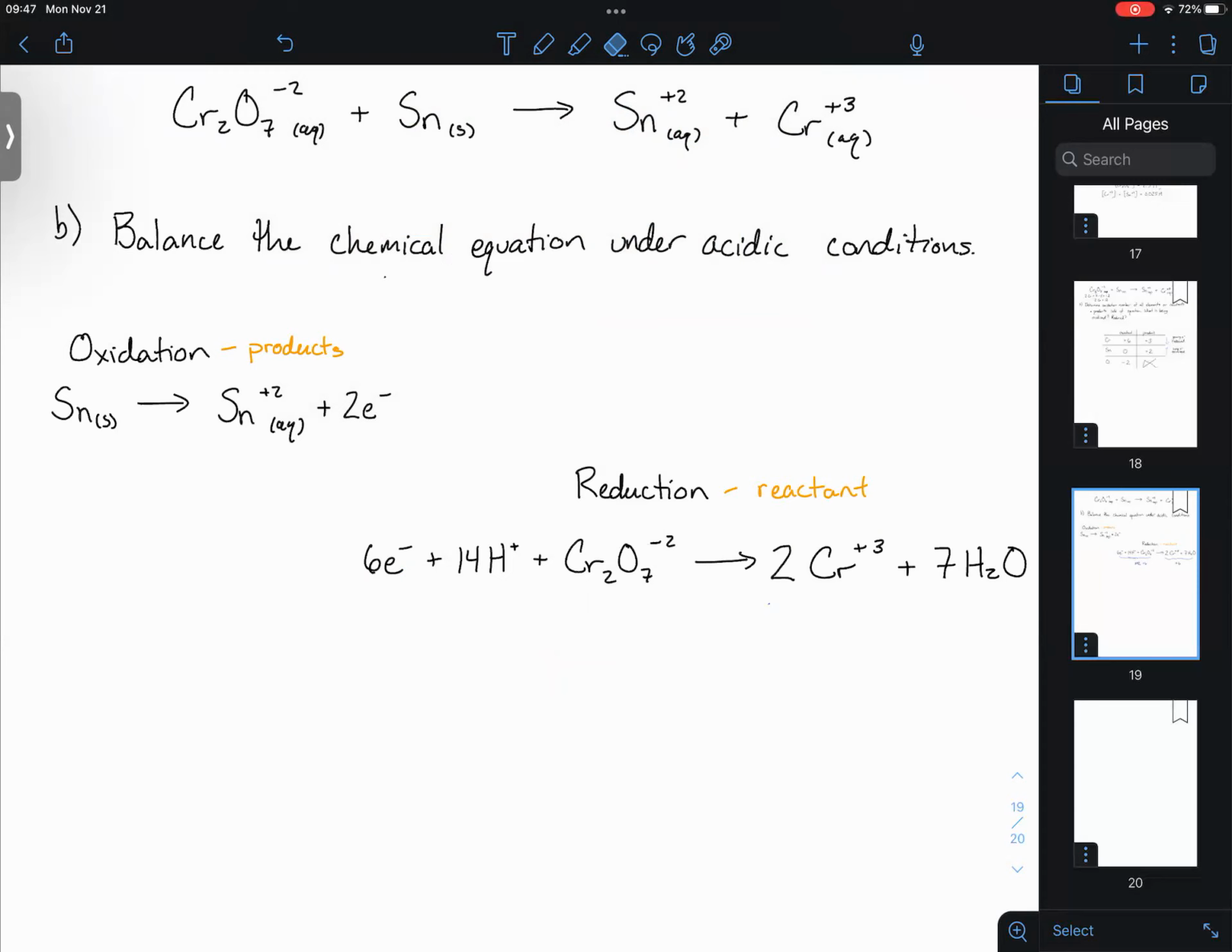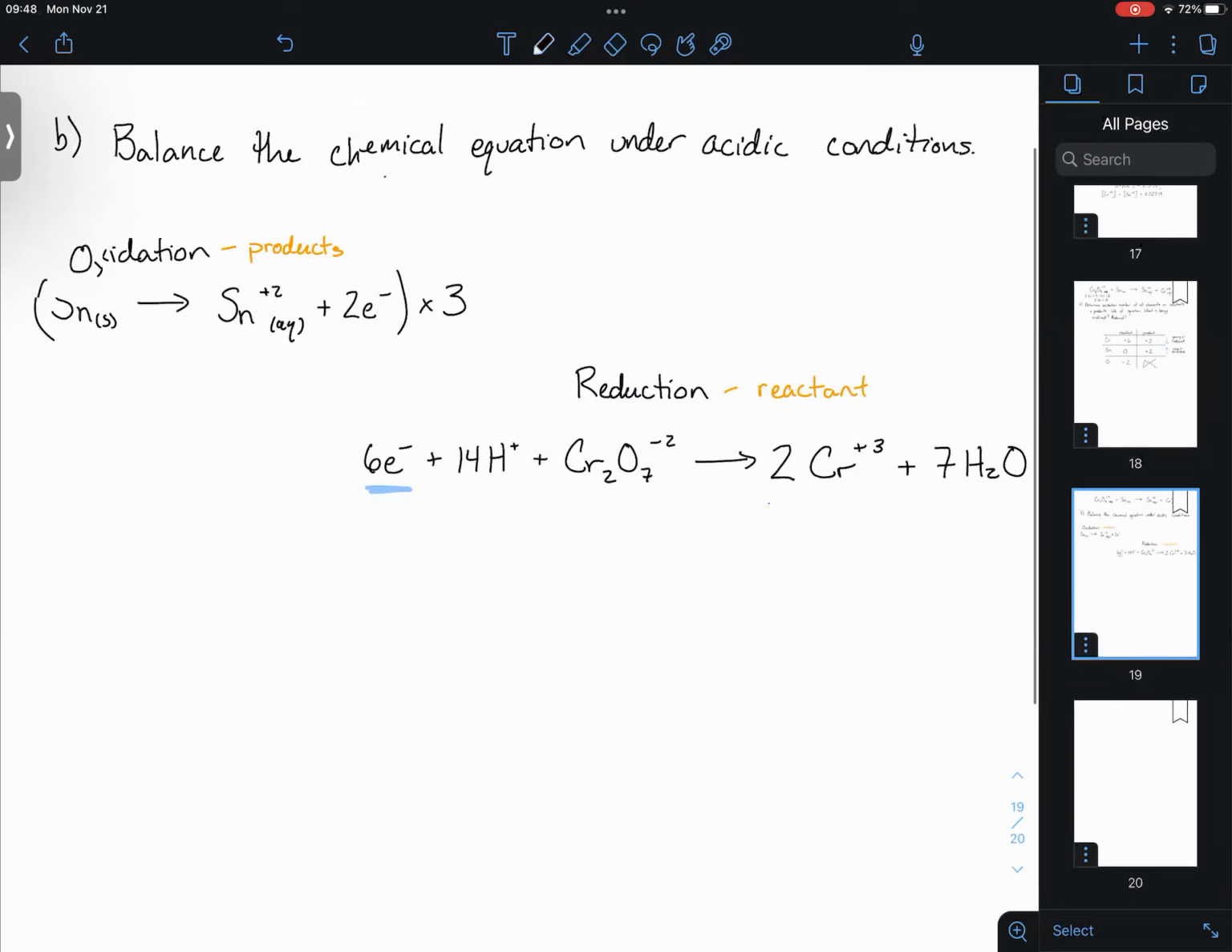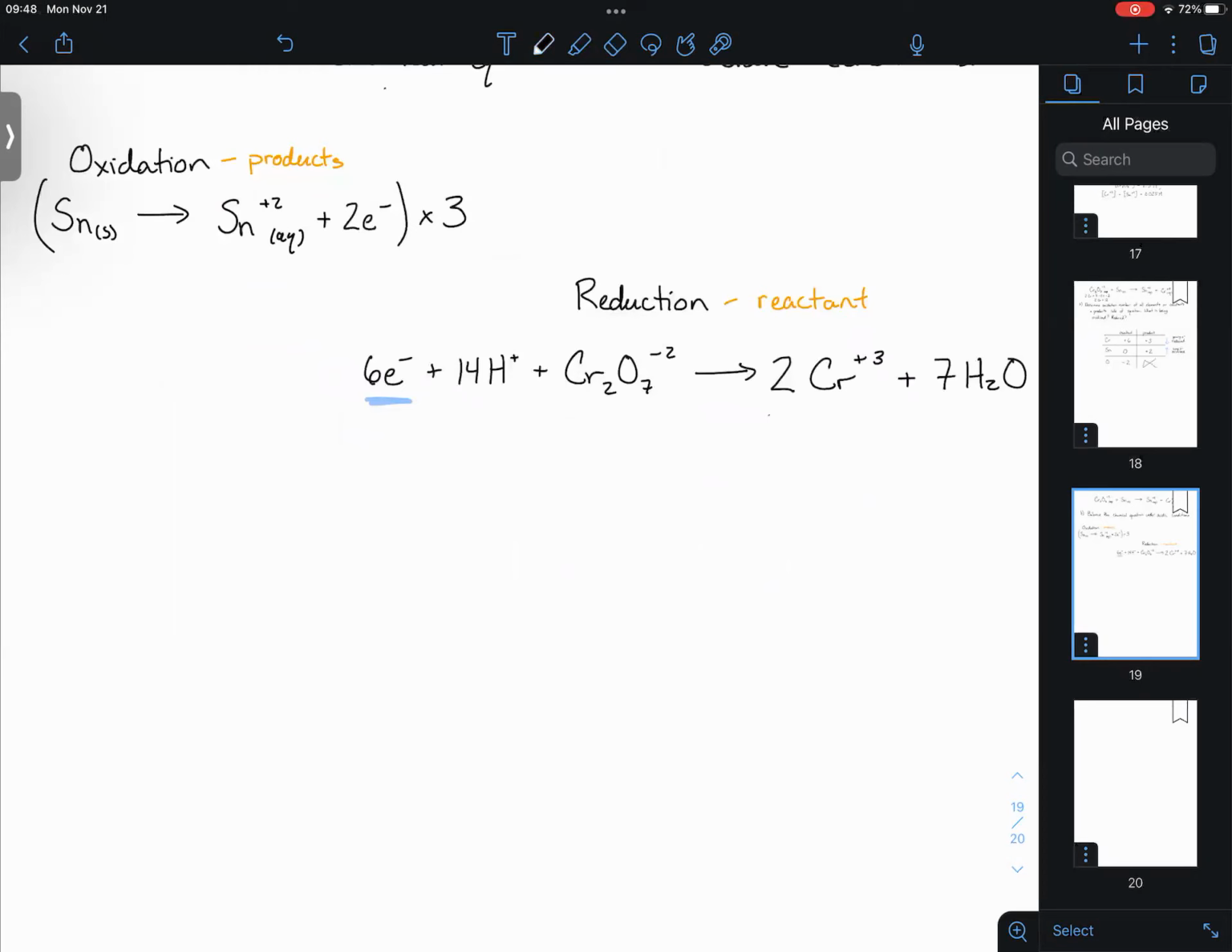All right, and now I'm going to sum these up together. The only thing is I'm going to have to sum them up in such a way that my electrons cancel out. So since this reaction produces 2 electrons, but this one consumes 6, I'm going to take this whole thing and multiply it by 3. Right, so then when I sum everything up, it's 3.